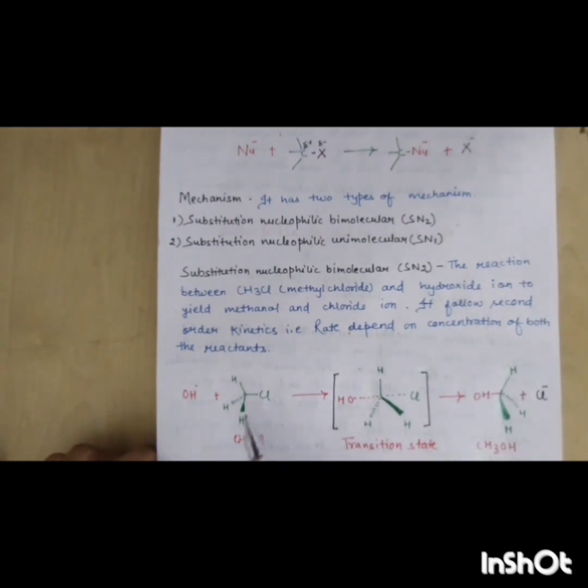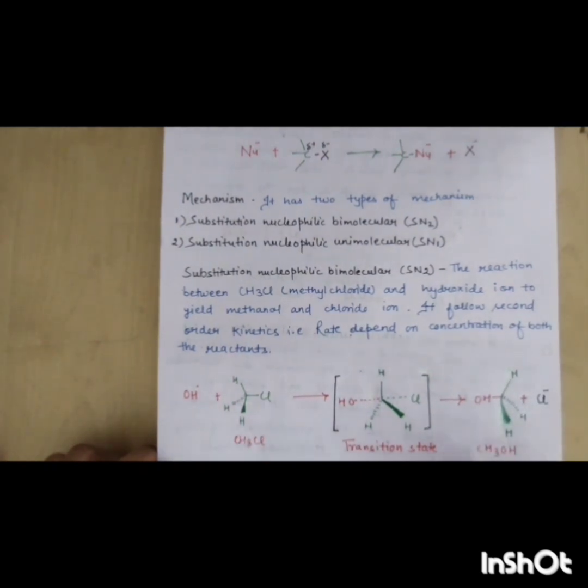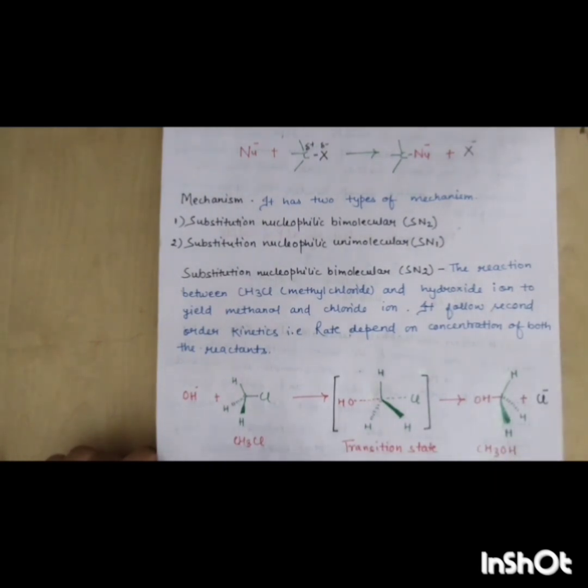And here you can also see an inversion of the structure. Here is CH3Cl on the left side and CH3OH, just like an inversion of the structure. And this is the transition state, which is very reactive and ultimately forms the product. And here it follows second order kinetics, means the rate depends on the concentration of both reactants.